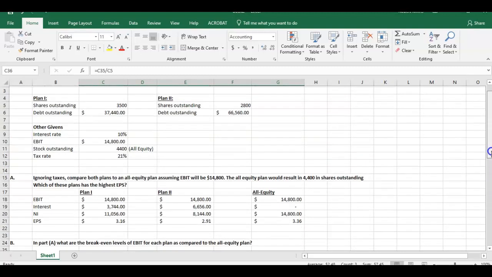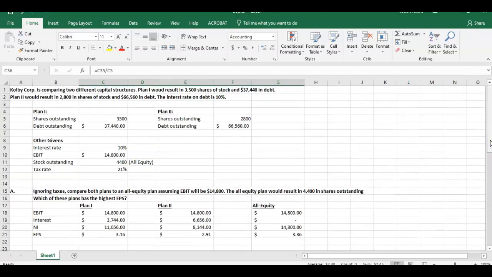We'll go through a couple of other scenarios and other questions as we go through the capital structure chapter, but that should give you an idea of how things can change with using different capital structures to finance the firm.